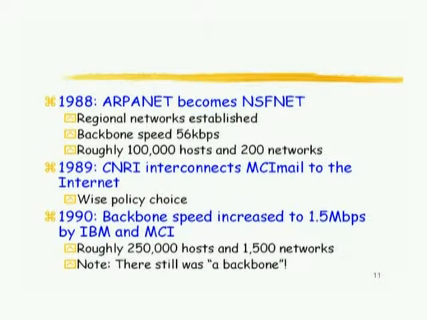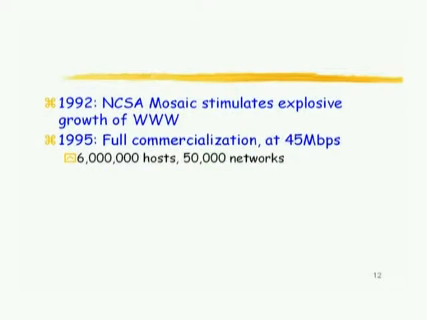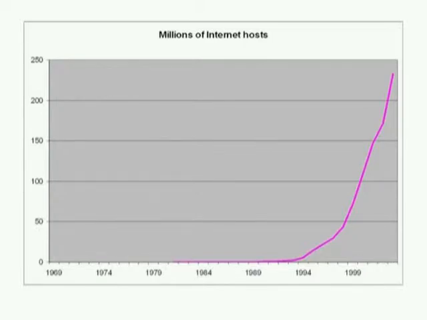Okay? Backbone speed increased. 1992, NCSA Mosaic, the first graphical web browser. And in 1995, became fully commercialized at 45 million bits per second. Let me say that in 1980, by the way, the backbone speed of the internet was 56 kilobits. Okay, so the speed of the modem that gets you really upset these days. Okay, so that was the speed of the ARPANET, the internet backbone, 25 years ago. Okay, 6 million hosts in '95. So, like everything else, exponential growth.